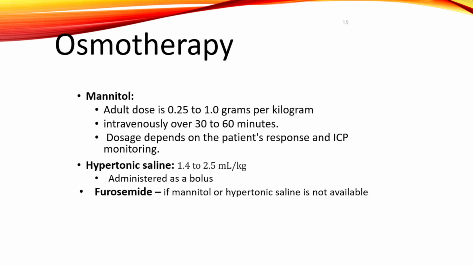Hypertonic saline is an alternate drug to mannitol. It is administered as a bolus and the usual concentration is 3%. Lasix is given when mannitol or hypertonic saline is not available.